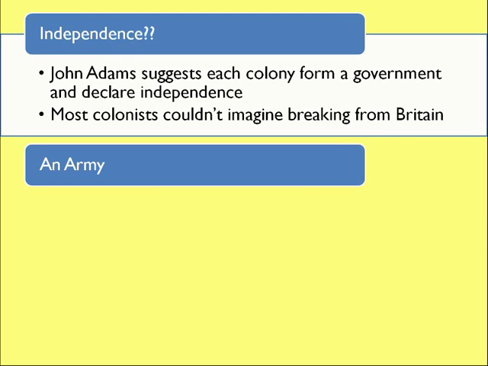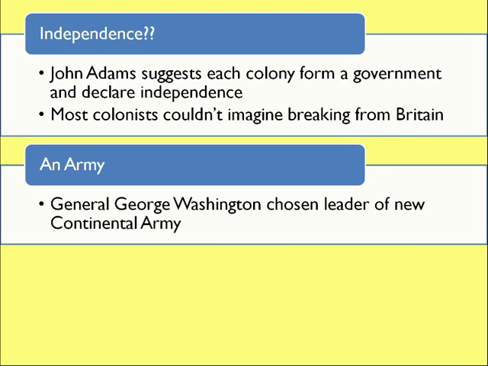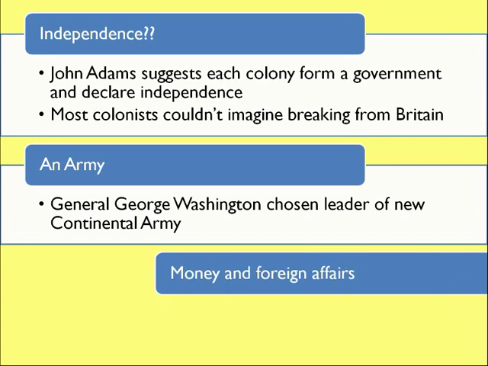But they do say maybe we should get ready for an army for fighting. And they nominate George Washington, chosen as a new Continental Army. George Washington is a natural leader. He's the tallest man in the room. He's a very dignified person. He listens more than he speaks, and they made a good choice in him.